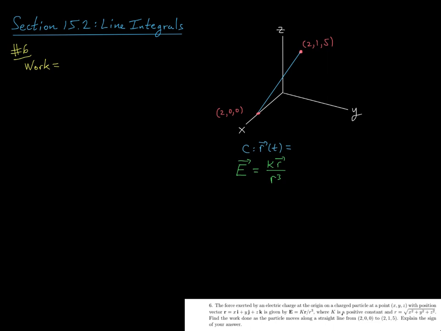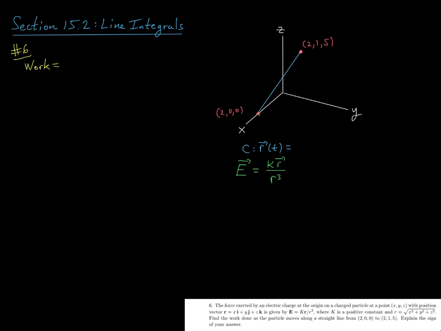Now here k is just a positive constant and r is just the distance from this point to the origin, right? So we saw this in section 15.1. This right here is really telling us that this electric charge obeys an inverse square law. Okay, so our job is to find the work done as the particle moves along a straight line from the point (2,0,0) to the point (2,1,5). And then it says explain the sign of your answer.